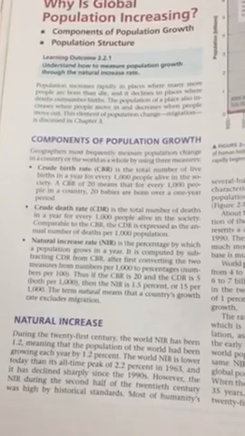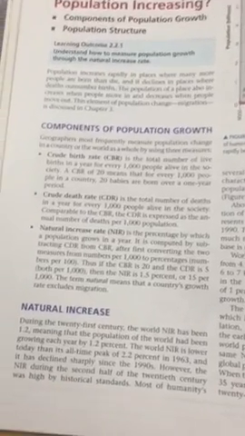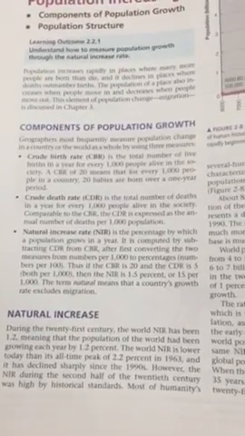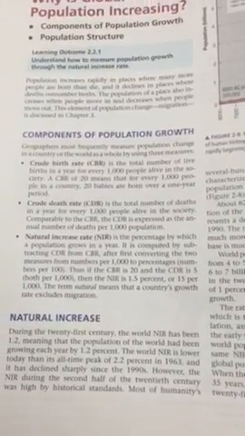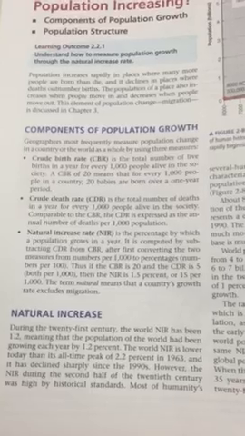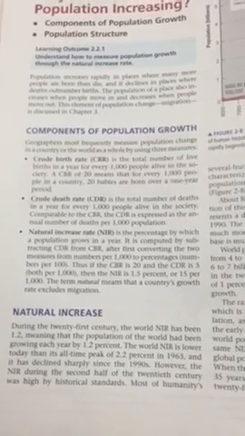Crude death rate is the total number of deaths for every 1,000 people. Again, if you've got a super high crude death rate, chances are you're living in a pretty sketchy area. And then you've got natural increase rate, which is your crude birth rate minus your crude death rate.